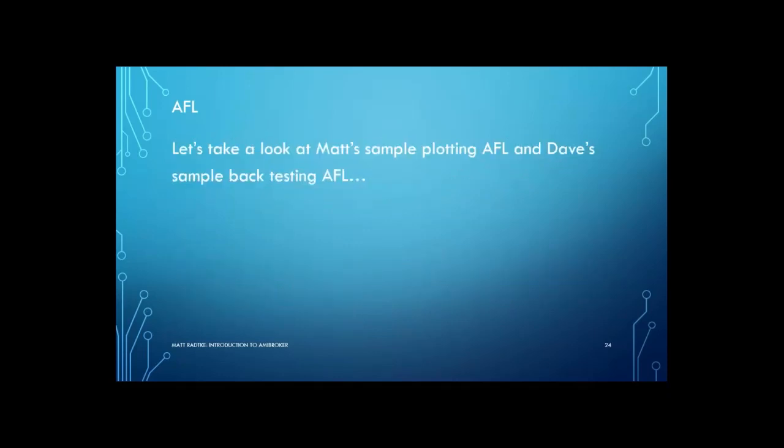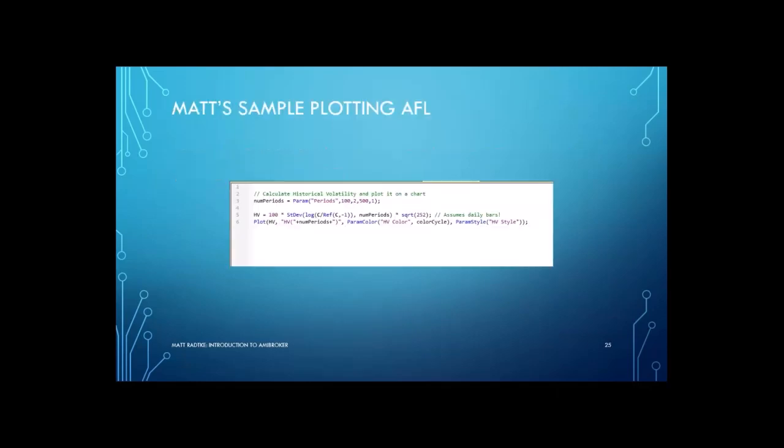All right, so just to take a quick look at a little bit of sample AFL, we don't even need to go back to AmiBroker right now. So here's a little bit of AFL for plotting historical volatility. AmiBroker has lots of indicators, as I mentioned earlier, but historical volatility isn't one of them. So I wrote my own chart indicator called historical volatility.